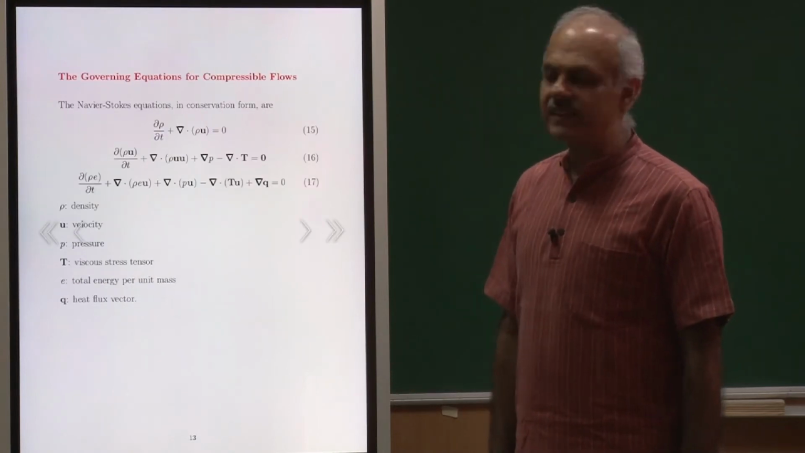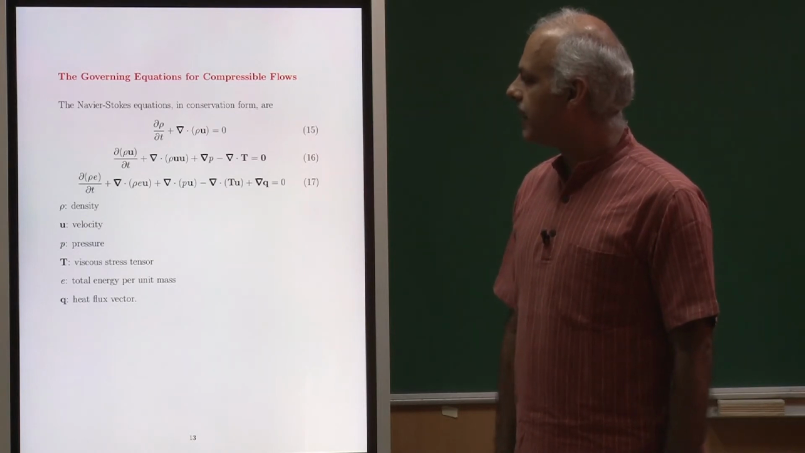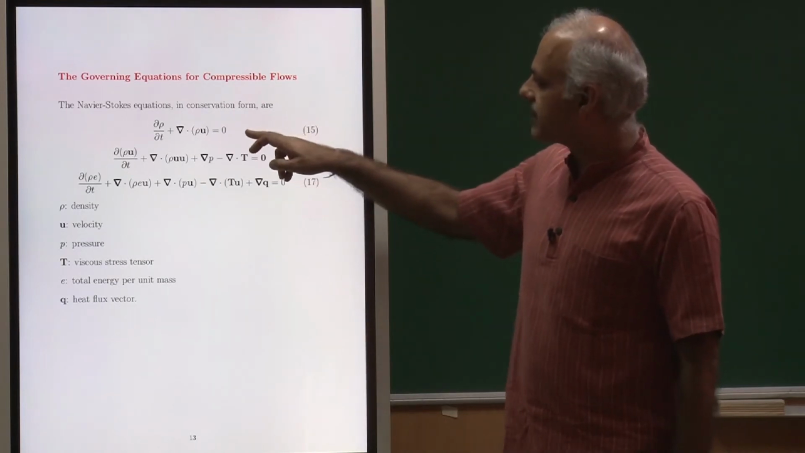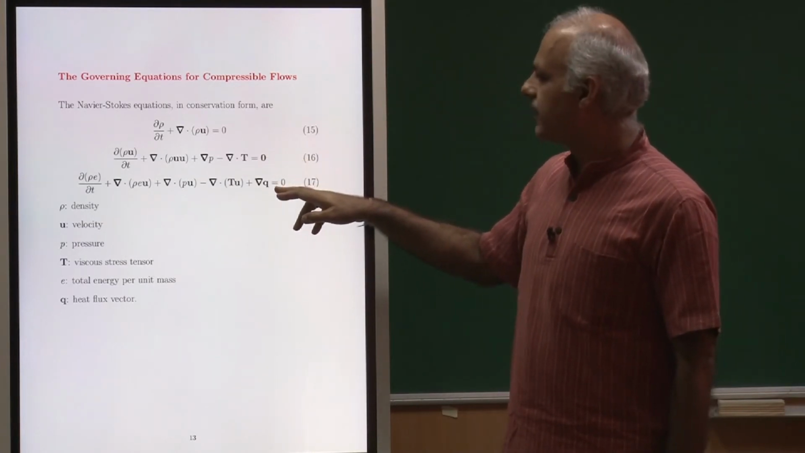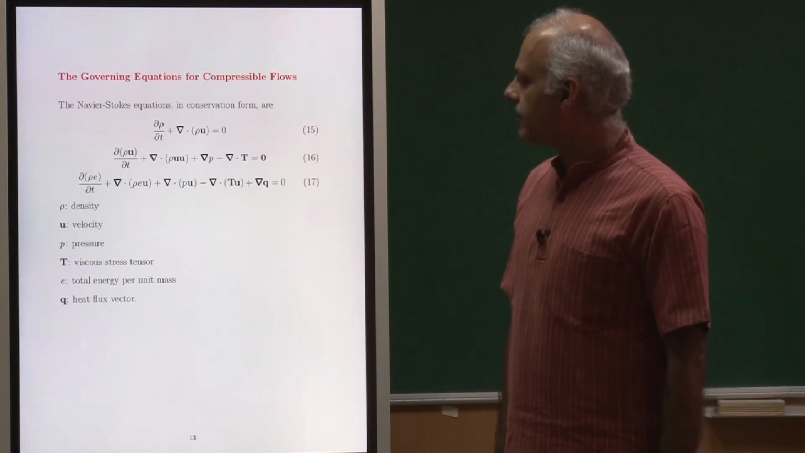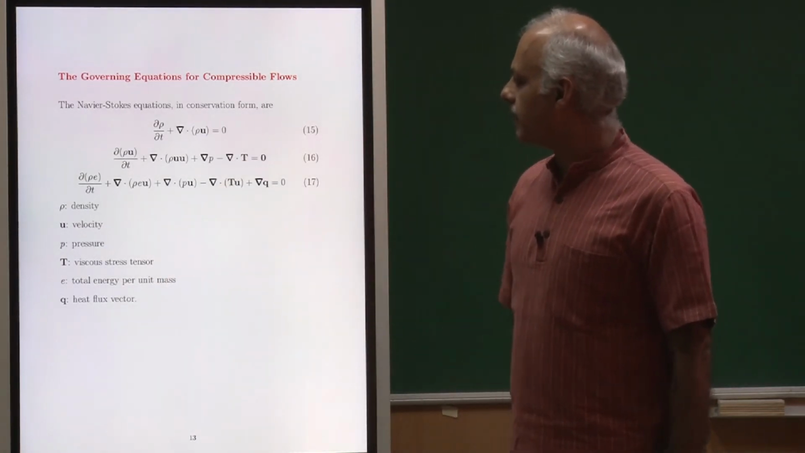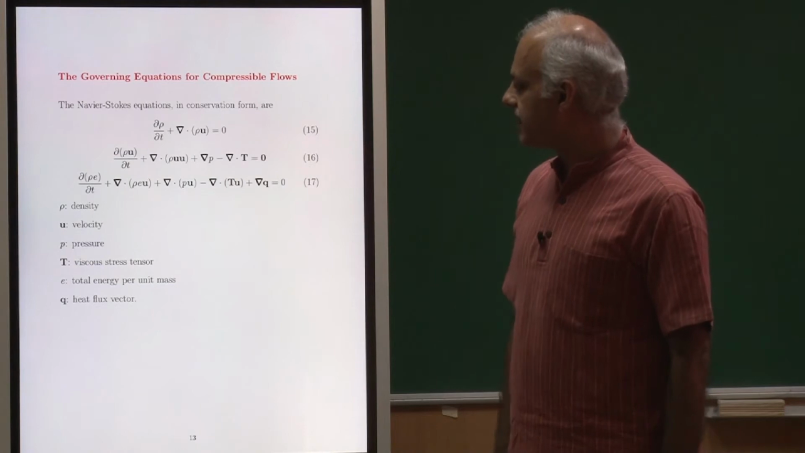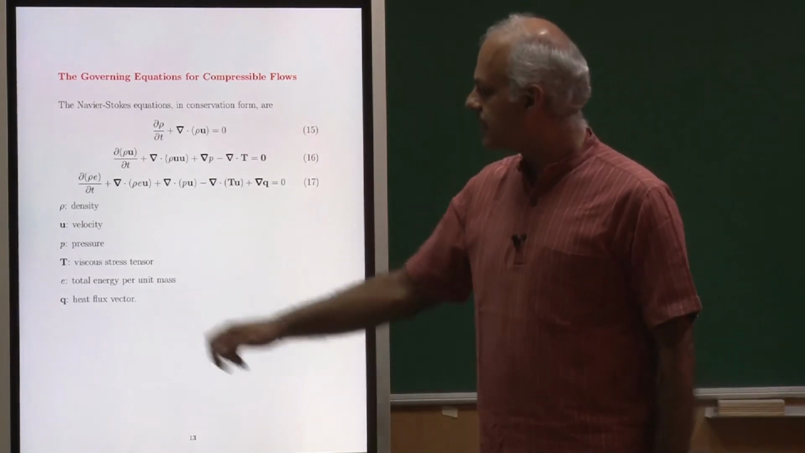Very briefly, in a nutshell, I have written down the Navier-Stokes equations in the conservation form over here, as 3 balance laws. The first one is the mass balance, the second one is the force balance, and the third one is the energy balance. The variables that we use are density, the velocity, P denotes pressure, the viscous stress tensor is denoted by uppercase T, and small e here denotes the total energy, whereas Q is the heat flux vector.